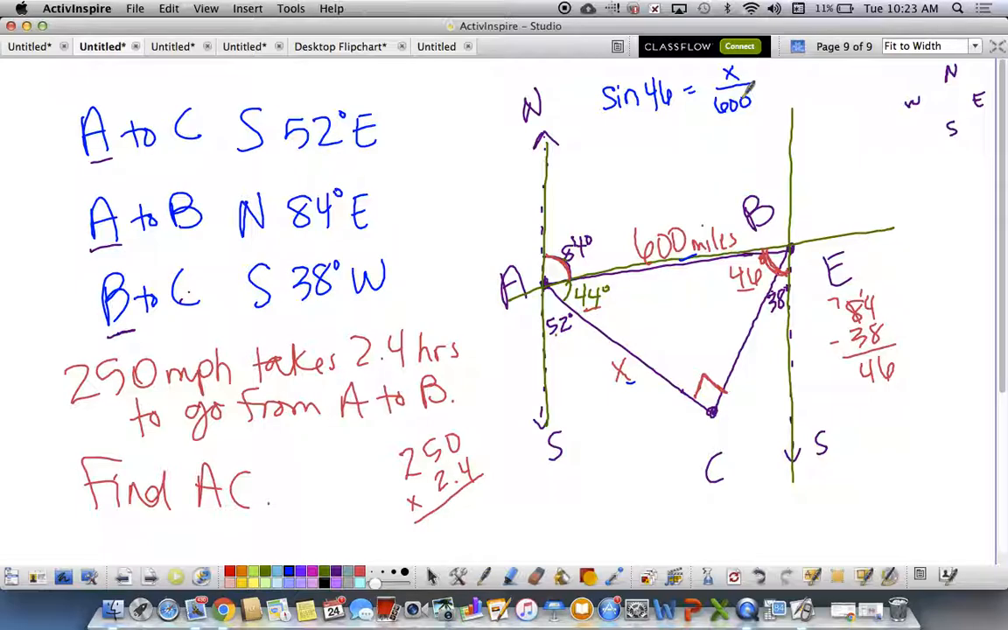Now 5.0 times 5.0 was 25. So 2 sig figs. Did everybody get X equals 430 miles? Yes. Which is right here. I should have just written it right there.